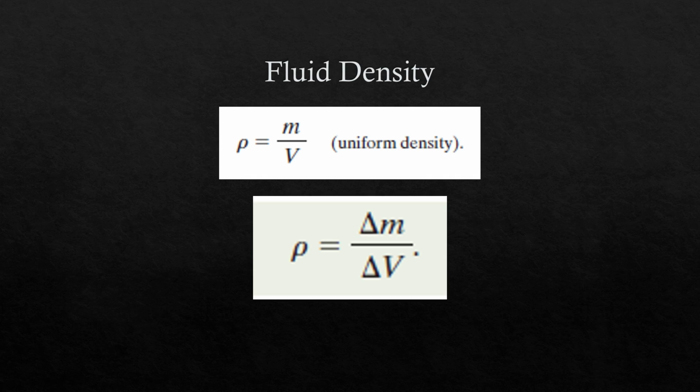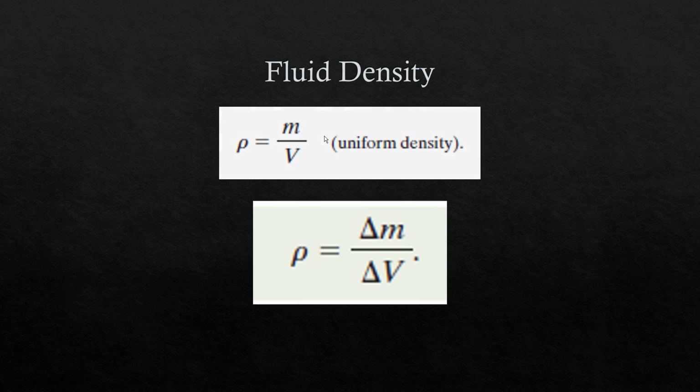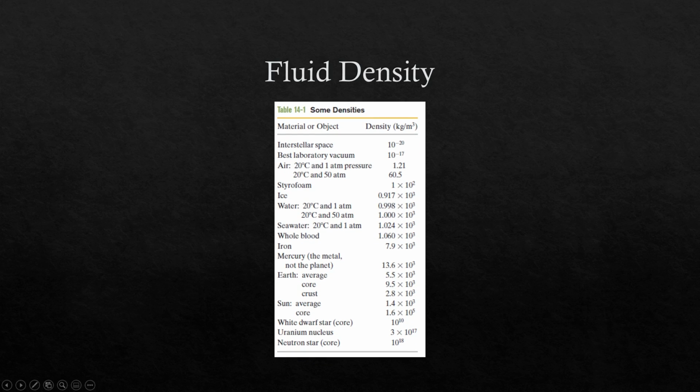Now, density is a scalar property, and its SI unit is kilogram per cubic meter. Here are some values of densities, for example styrofoam, ice, water, whole blood. All of these are fluids, by the way. Iron, meaning fluid iron, by the way, not solid iron. Solid iron is a lot different. We're talking about fluids here.